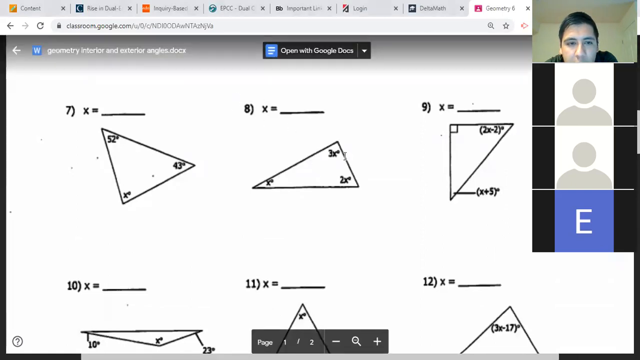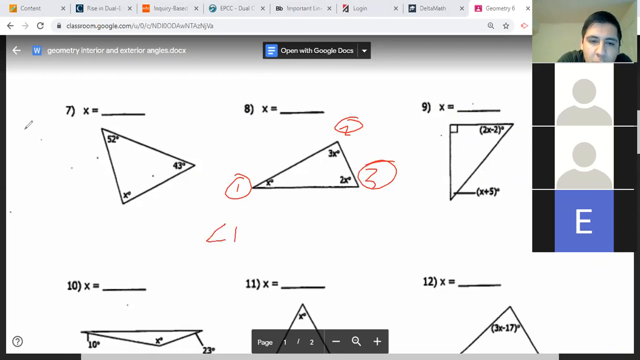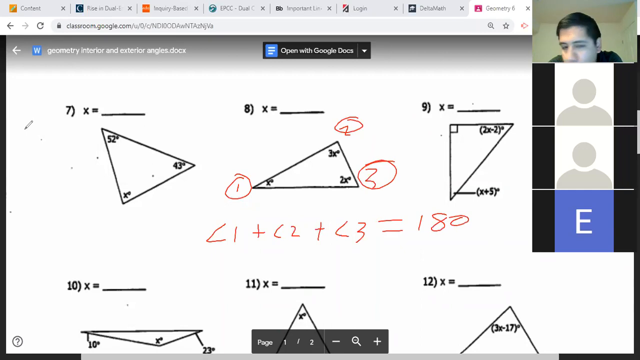So let's go with something like number 8, okay? Now with number 8, we start adding a little bit of algebra in there, right? And it's always fun when we add a little bit of algebra. So let's think again without numbers. Let's say this is angle 1, angle 2, and angle 3. What do we know about them? If I were to add them all together, they're all equal to 180, okay? So angle 1 plus angle 2 plus angle 3 should be equal to 180. So based off of that, let's replace it: angle 1 is x, angle 2 is 3x, and angle 3 is 2x.